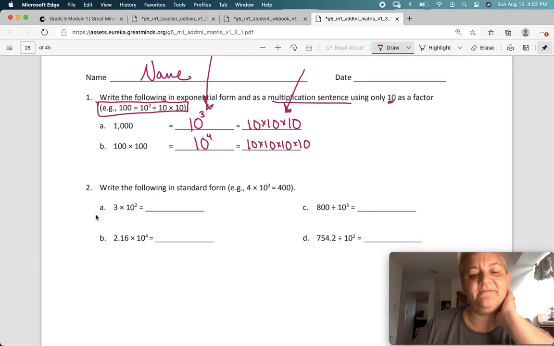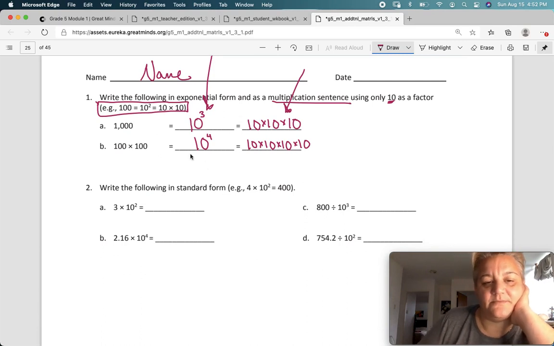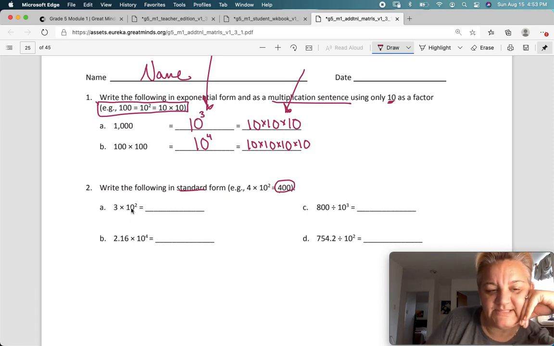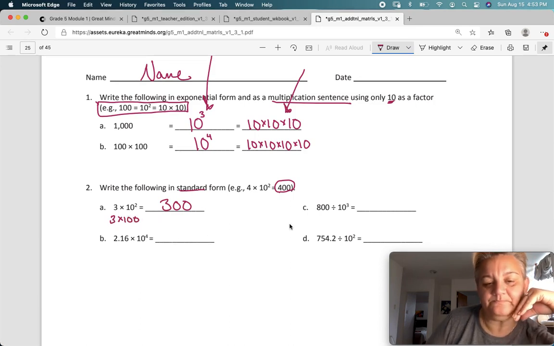Number 2, write the following in standard form. So we said exponential form looks like this. Multiplication sentences look like this. Now they want standard form, which is just the answer, right? So 3 times 10 squared is 3 with 2 zeros in it. And I can tell you that that would be like 3 times 100, right? So 3 times 1 is 3 and then 2 zeros.